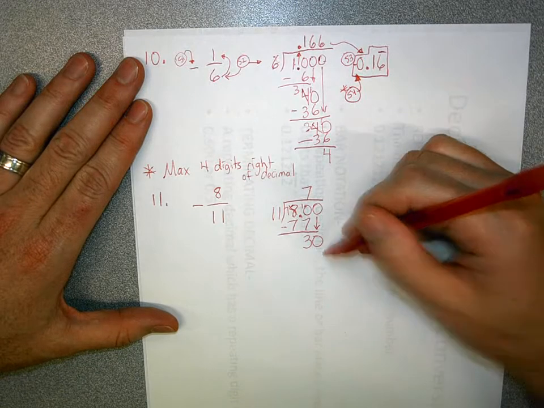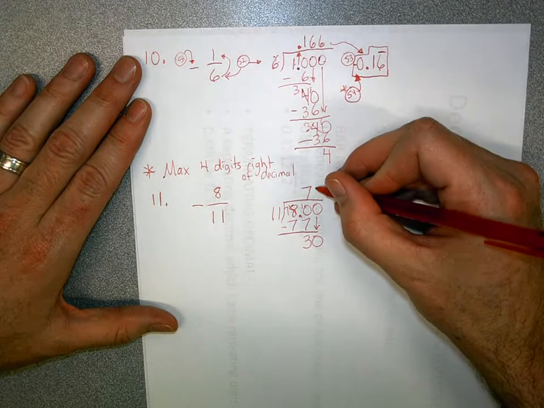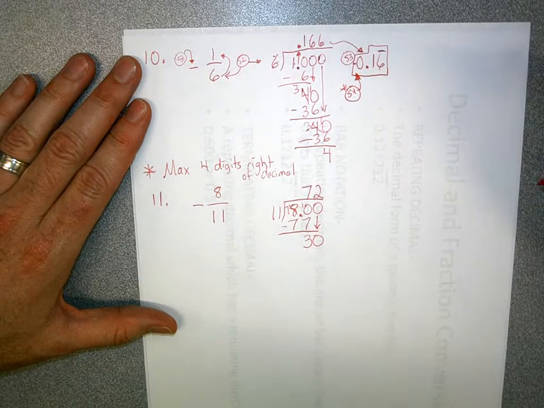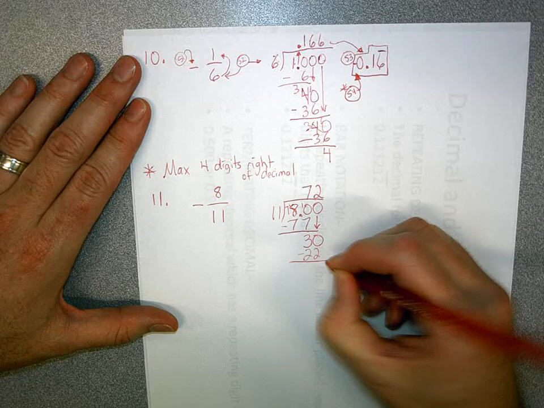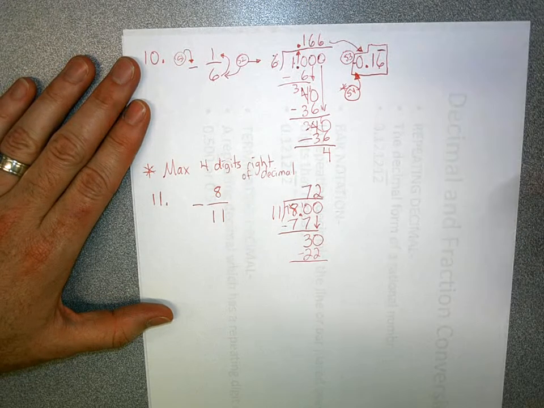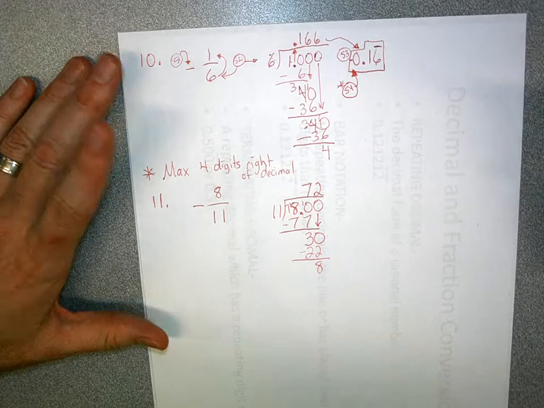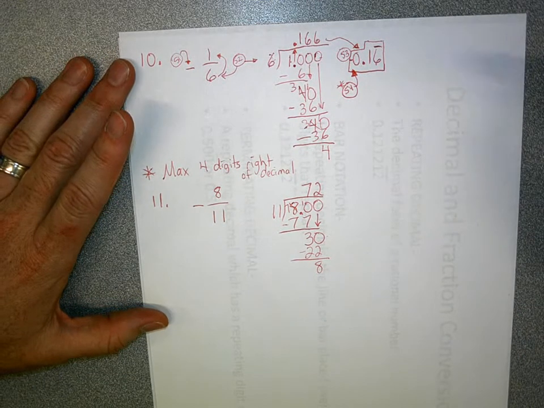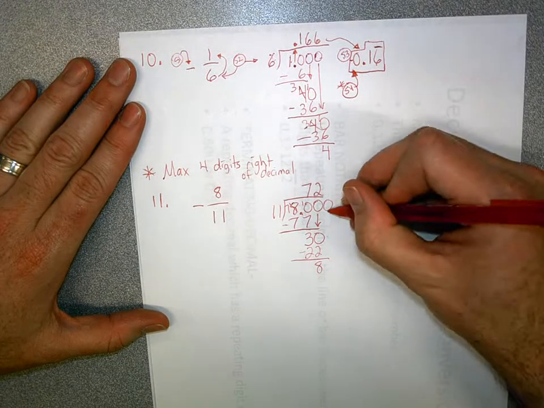11 into 30 is, well, 3 would be 33, so that's too big. We go 2 times. 2 times 11 is 22. You don't necessarily have to borrow if you know what 30 minus 22 is and get 8. That's okay. Or you could do borrowing. And then we put a 0 and bring it down.